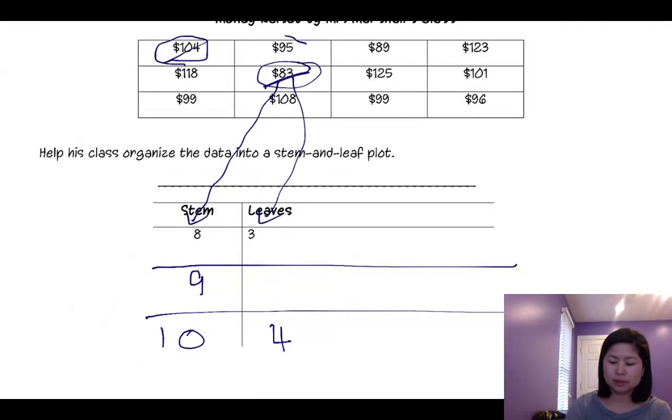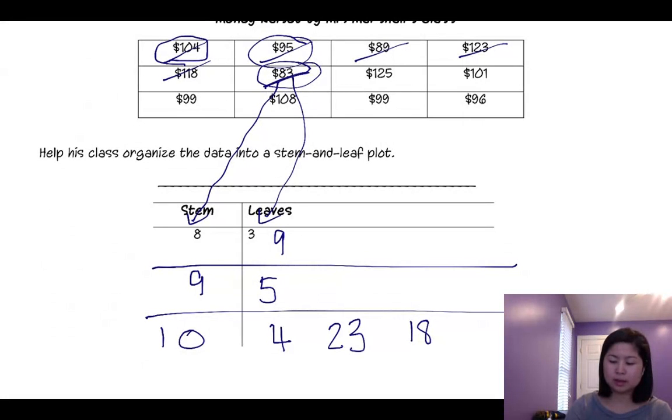Do the next one, 95. The 9 is already here, so I just list out the 5. And I will continue to do the rest. So 89, just list out the 9, 23, and the next one is 18.